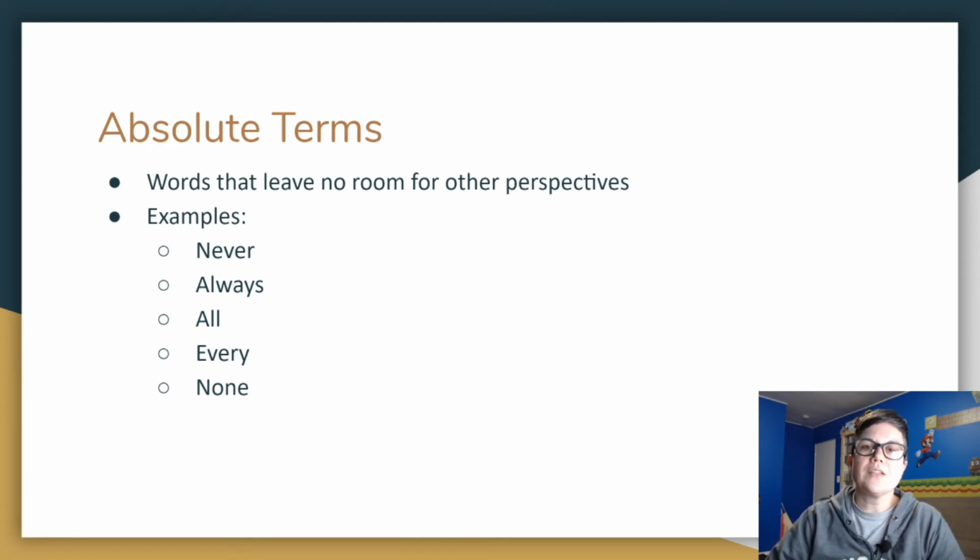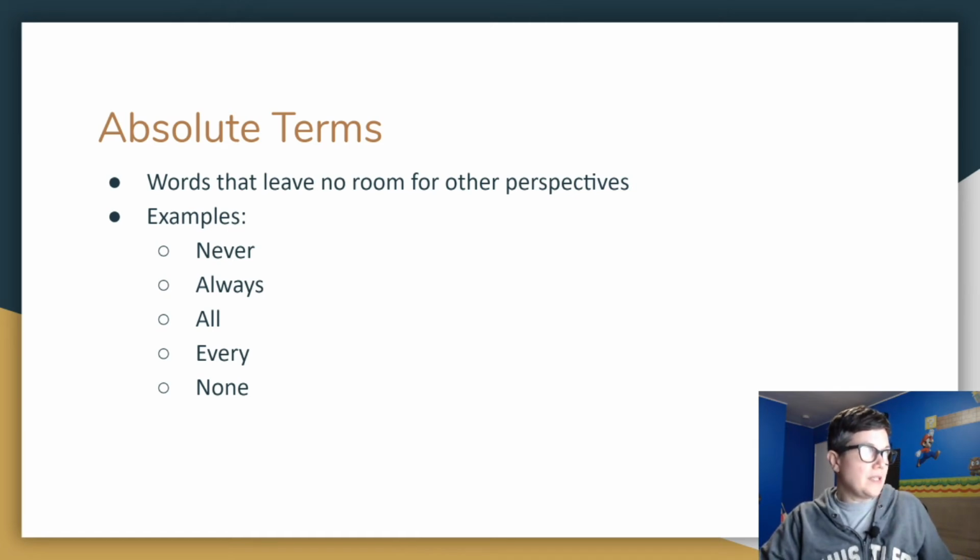So if I take that sentence and I say, I rarely miss school, or I try not to miss school, or I almost never miss school, then I make it so that it is not in an absolute term. I'm still conveying the same idea. School is important to me. I try not to miss it. But I'm not telling something that is not true. I'm not saying I never miss school, because that's not true. So avoid absolute terminology whenever you can.